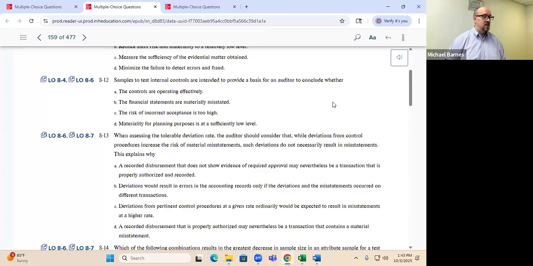The risk of incorrect acceptance is too high. No, sampling for test and internal controls is going to occur after we assess control or the risk of incorrect acceptance. That's our audit risk. And the materiality for planning purposes is sufficiently low level. That has nothing to do with controls. Okay, materiality is not what we consider with controls.